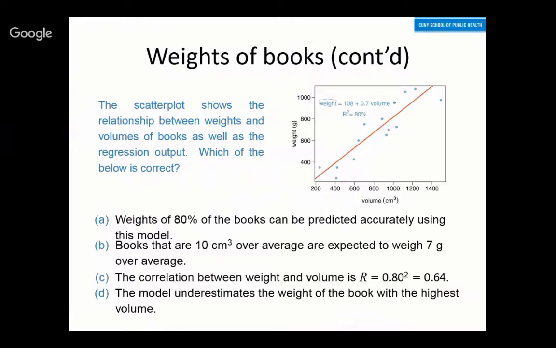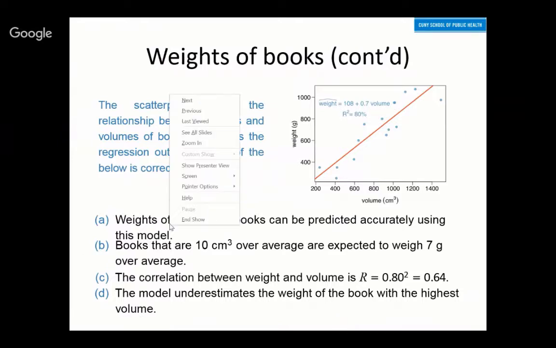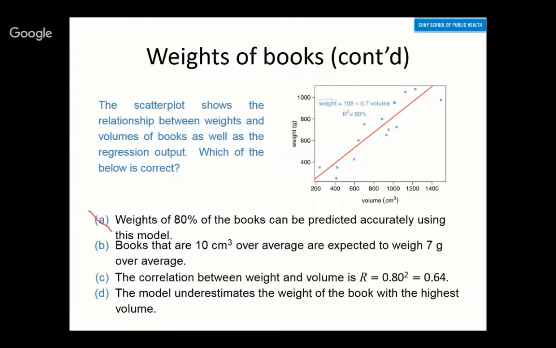So anyways, let's put a big... no. Okay, books that are 10 cubic centimeters over average are expected to weigh 7 grams over average. What do you think? Maybe true. Yeah, true. And it doesn't really matter that it's over average over any particular weight.